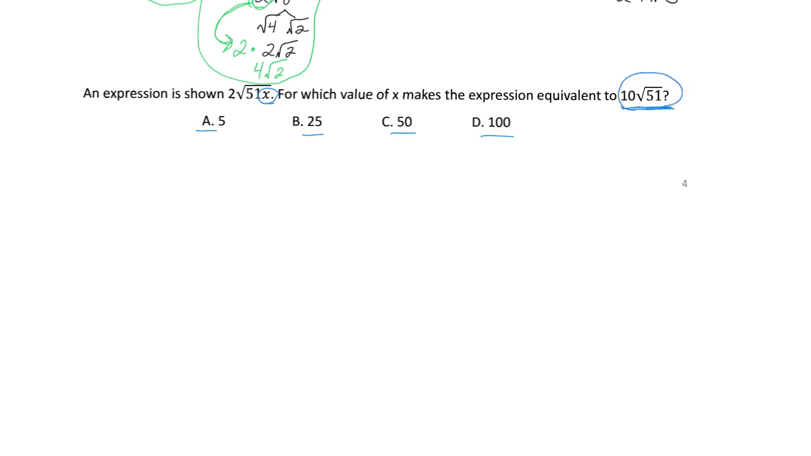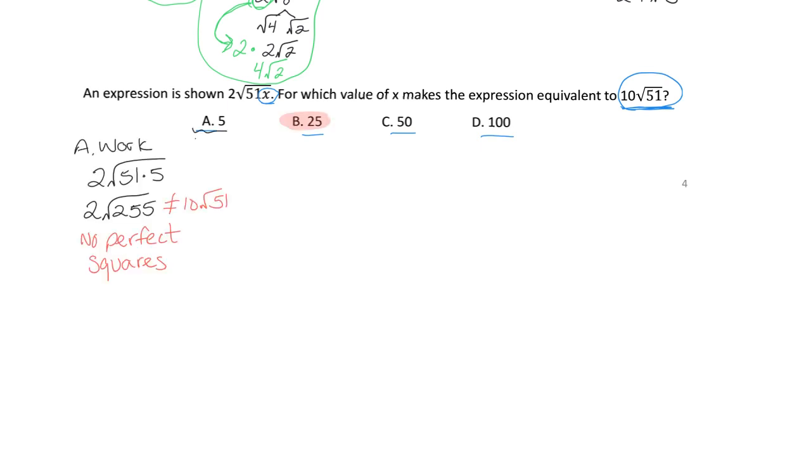So again, pause and try to figure that out now that I've explained it. Okay, so I'm just showing you what I did for A. I plugged in 5 for x, and then I multiplied, and then I tried to find perfect squares that simplify 255, and there weren't any. So it just stays as 2 root 255, which is not equal to that 10 root 51. So A is not an option.